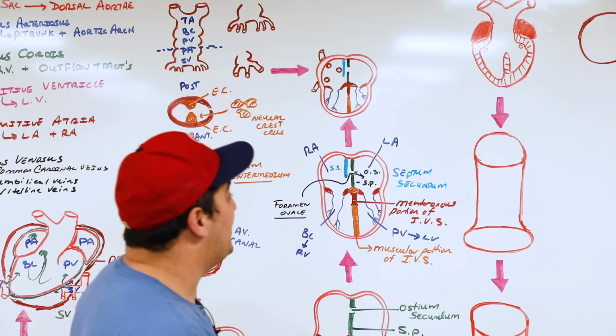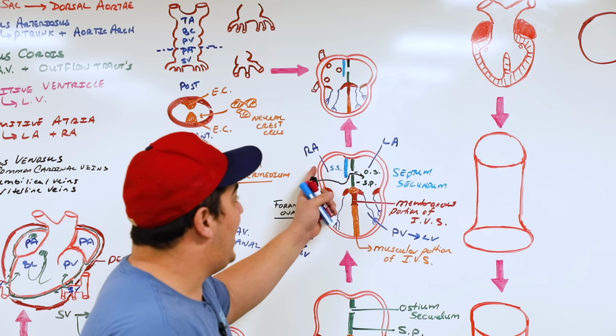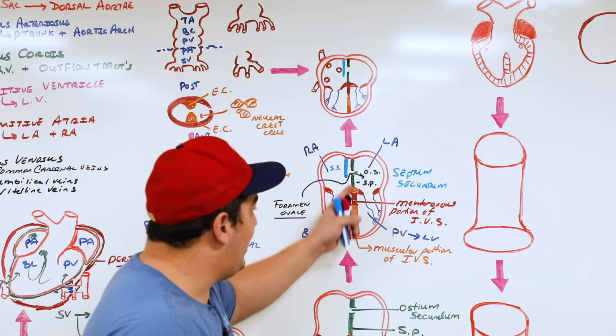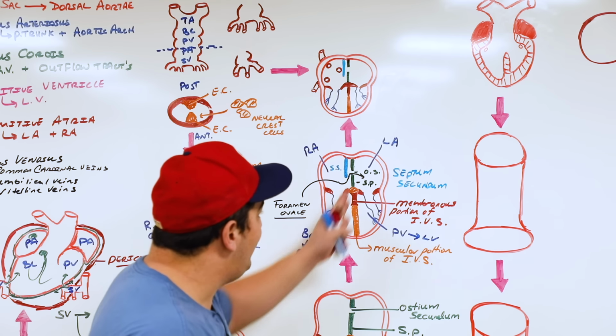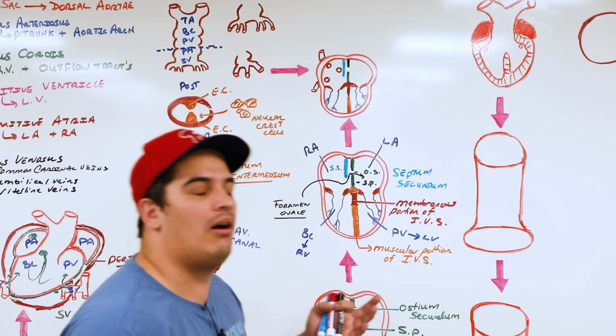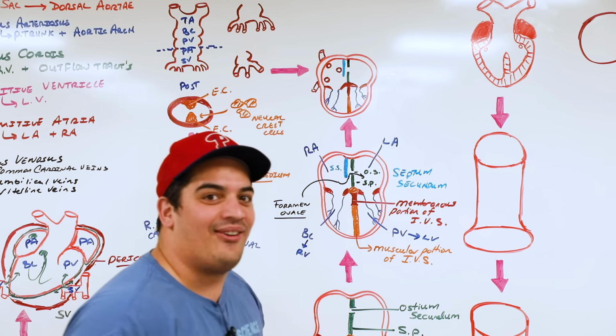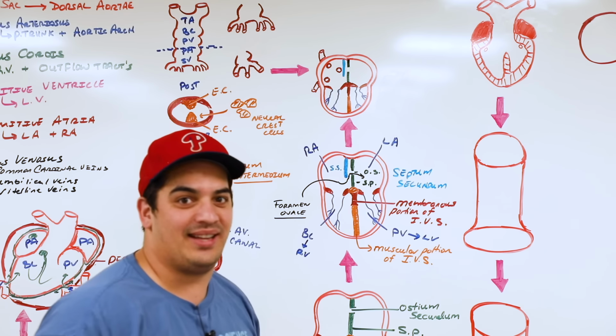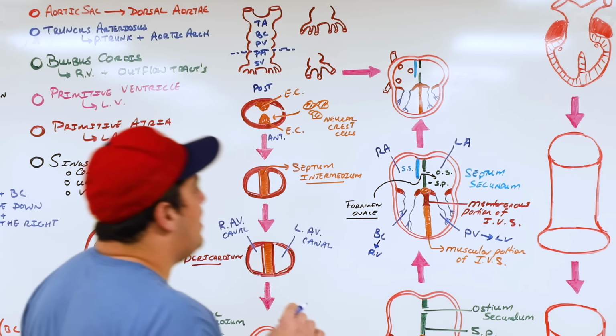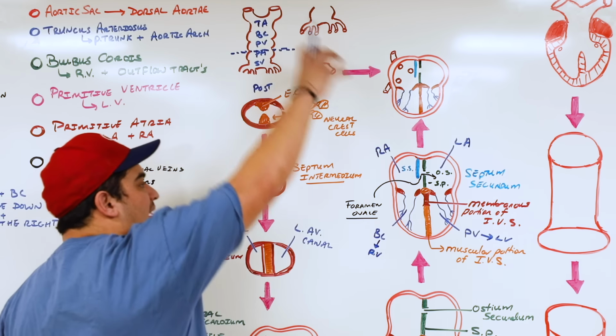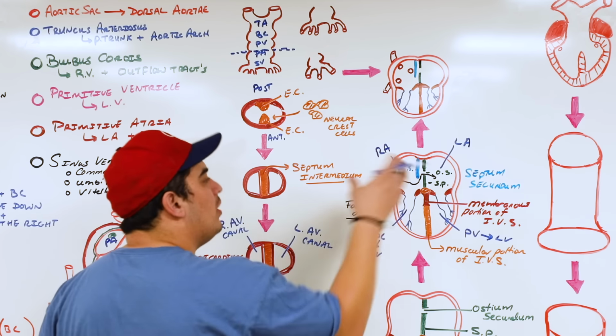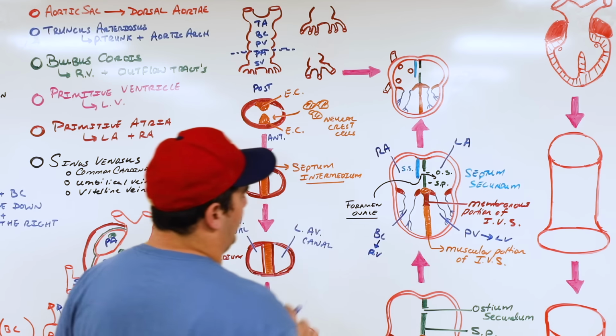What have we done? We took a heart tube and septated it to form an interatrial septum, an interventricular septum, a right AV canal, and a left AV canal. Well, what do we got to do now? Let's get some inflow tracts coming into that right atrium. So the next thing I want to do is develop an inflow tract into particularly the right atrium.